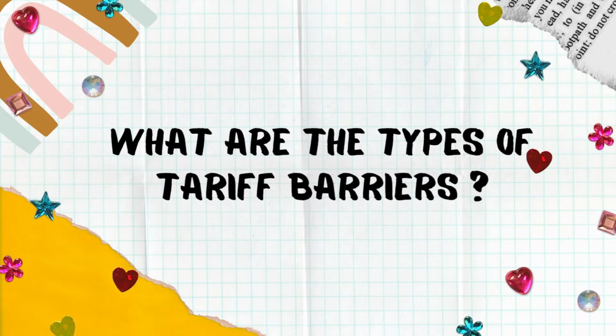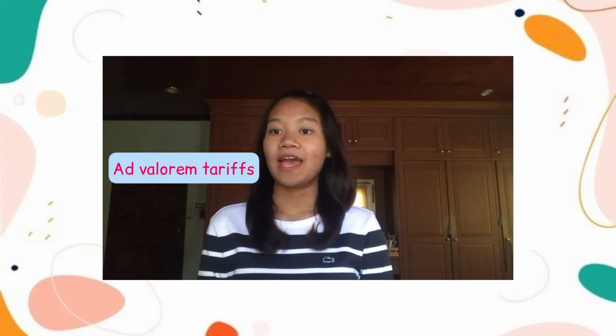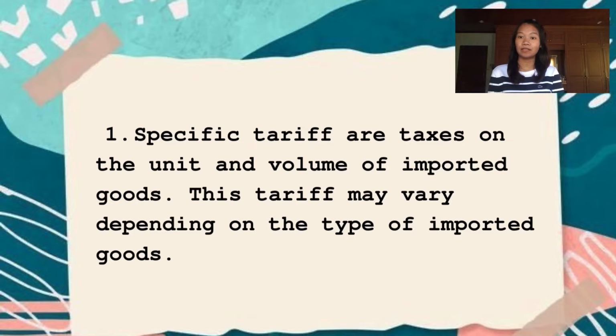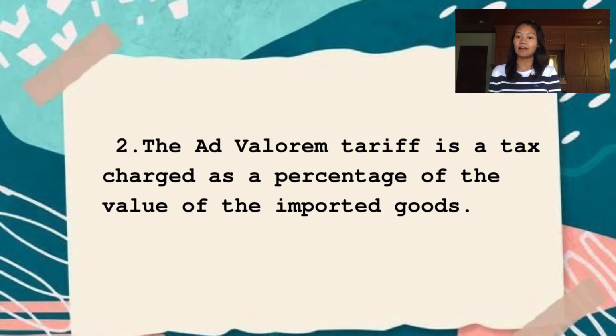Therefore, this can discourage consumers from buying imported products and turn to using the same products produced in the domestic country instead. What are the types of tariff barrier? There are two types: specific tariff and ad valorem tariff. First, a specific tariff is a tax levied according to the unit and volume of imported goods. This tariff may be different depending on the type of imported goods. Second, an ad valorem tariff is a tax levied as a percentage of the value of the imported goods.